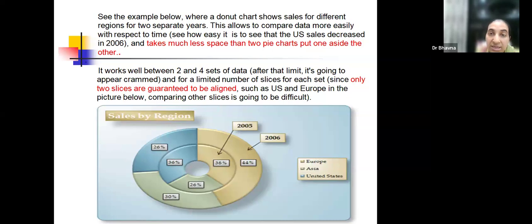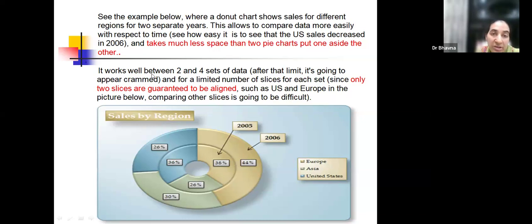See how easy it is to see that the US sales decreased in 2006. This is the legend. The blue color is for US, this green color is for Asia, and this beige color is for Europe. What you can appreciate here is the United States sales went down from 36% in 2005 to 26% in 2006. And it takes much less space than two pie charts put aside one another.